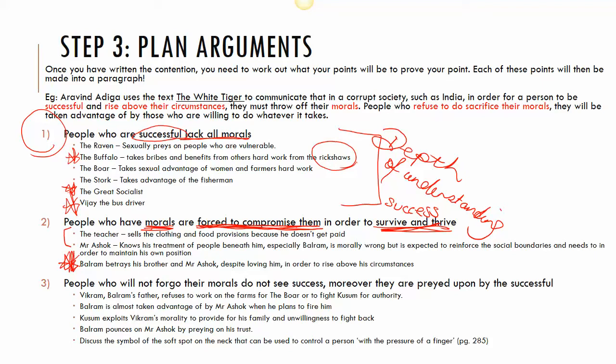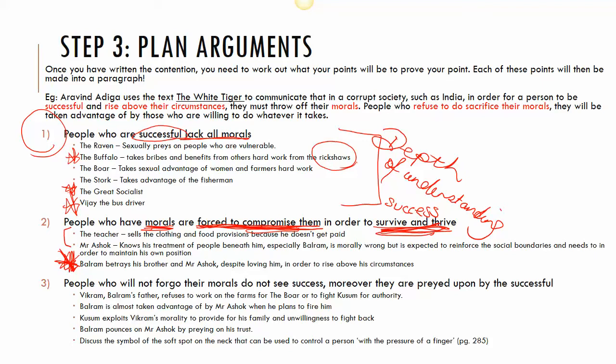I would make this paragraph more about Balaram, because of how he betrays his brother and Mr. Ashok despite loving him, and because he tells us that he loves him, doesn't he, over and over again. So, he compromises his morals to survive and thrive. He knows that he has to do this.